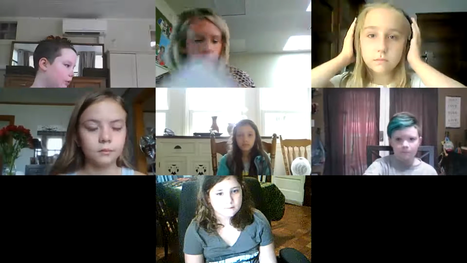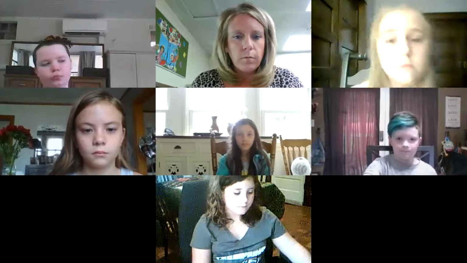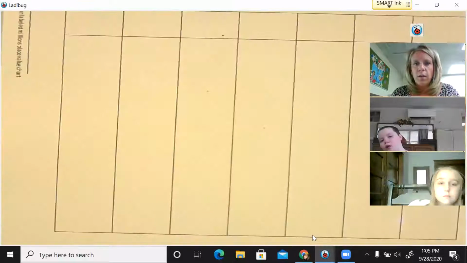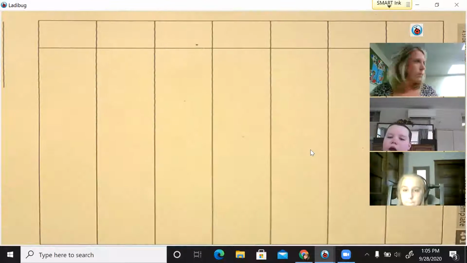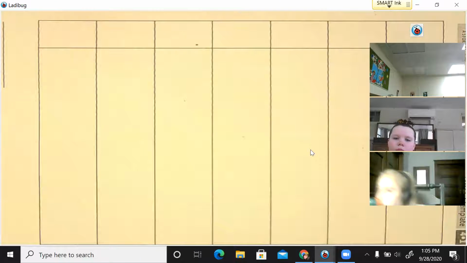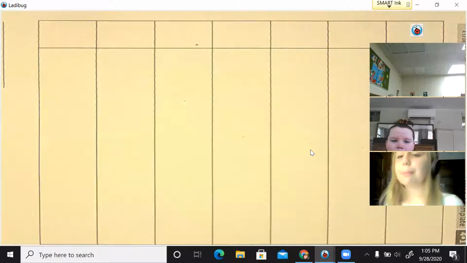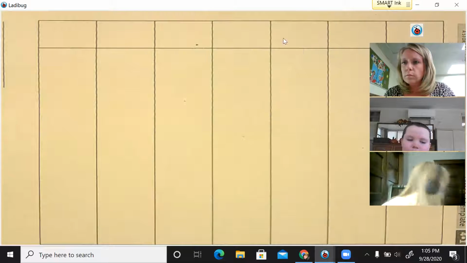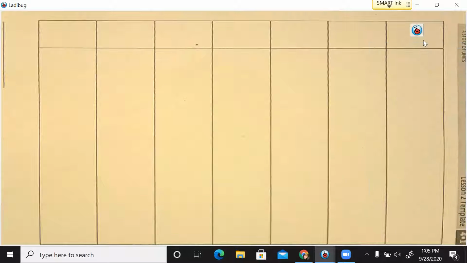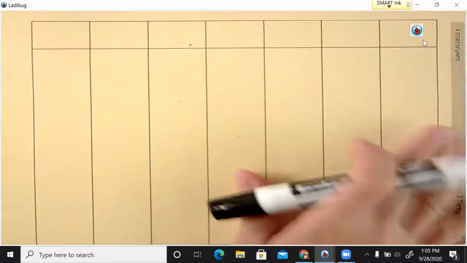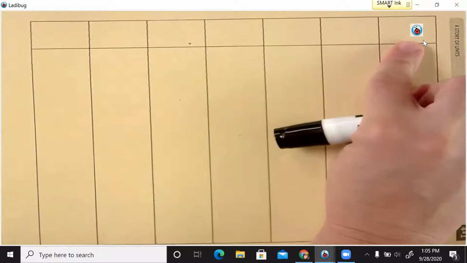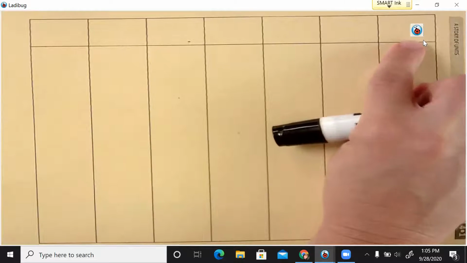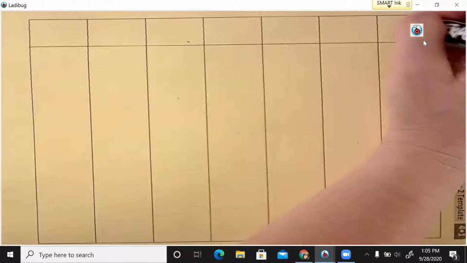So I'm going to share my screen with you again. And I would like you to look at my place value chart. We've now worked our way the whole way up through this place value chart. So if you know what place value is here, go ahead and unmute yourself and tell me what place value is the smallest. The ones.